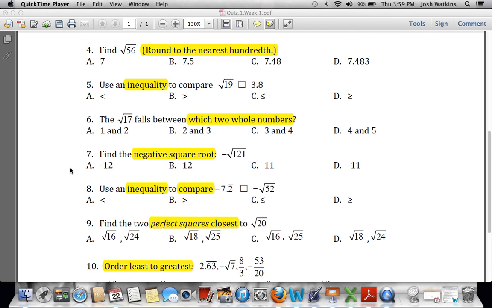Number 7. Find the negative square root of 121. Find the negative square root. Number 8. Use an inequality to compare negative 7 2/10 repeating to negative square root of 52. So use an inequality to compare those.